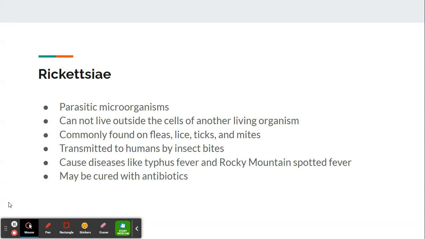Rickettsia are going to be some of our parasitic microorganisms. As a parasite, they cannot live outside the cells of another living organism, so they can't survive by themselves. We might see them located on fleas, lice, ticks, mites. They tend to be transmitted to humans by the bites of those little insects that they live on. These are going to cause things like typhus fever and Rocky Mountain spotted fever. Thankfully, they are cured with antibiotics, but again, it's something we have to watch out for, especially in areas that may not have specific hygiene standards, or that we see a more rampant infection of things like fleas and ticks.